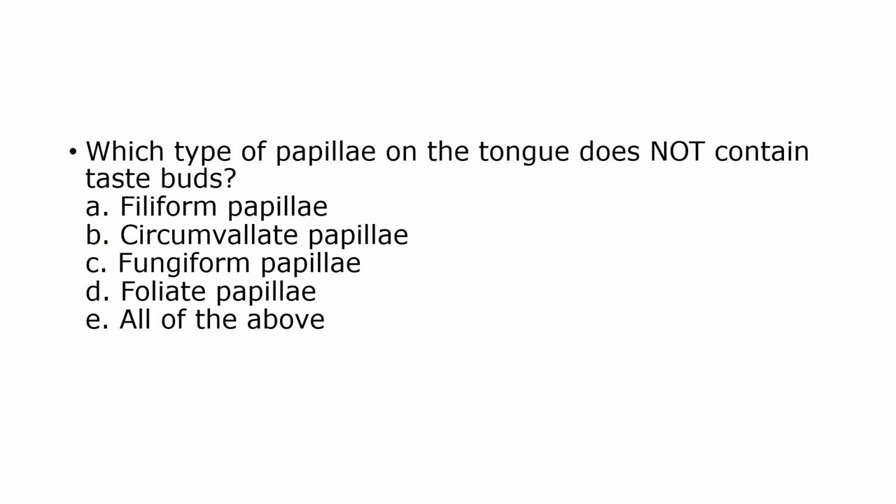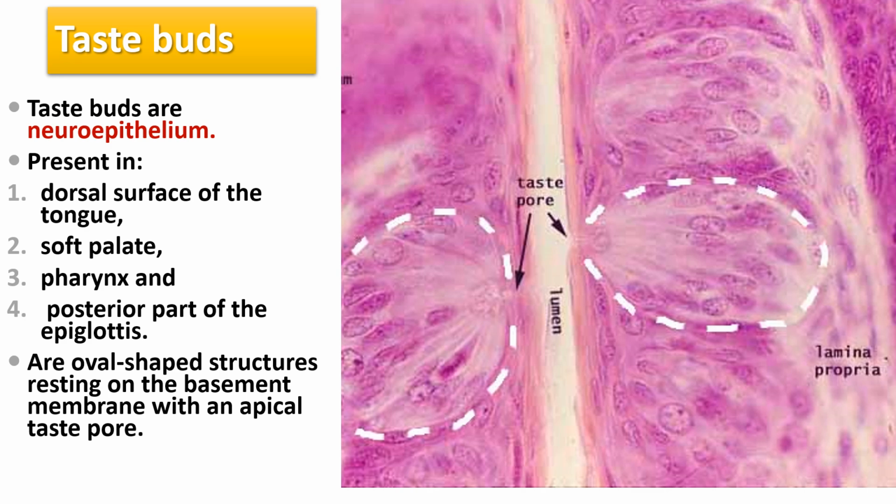Which type of papillae on the tongue doesn't contain taste buds? It is important in licking, in suckling, in providing a rough surface. It is the most abundant papillae, which is filiform papillae. We mentioned that some papillae are going to have taste buds, so it is important in sensation. Let's see what is a taste bud.